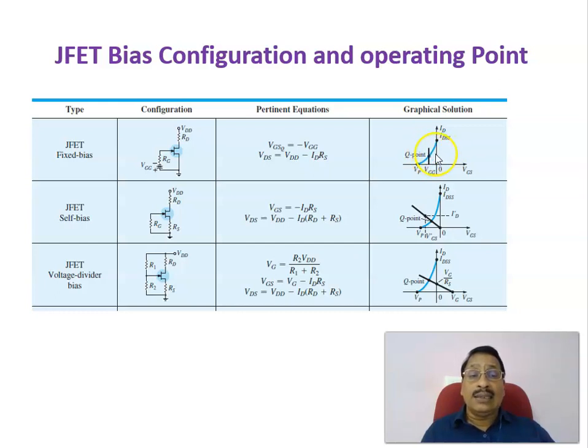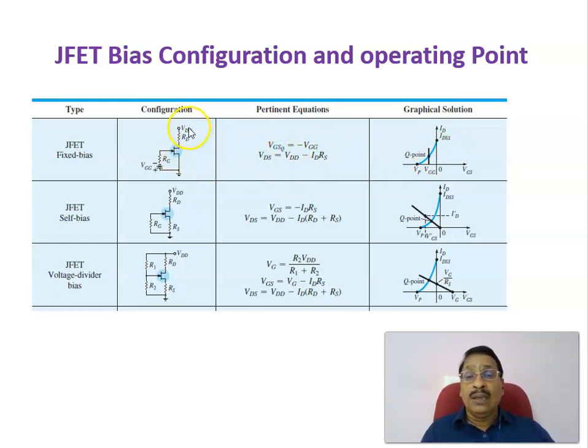IDQ will be obtained from the point of intersection of the transfer characteristics and this line. That is the operating value of the drain current. And in order to calculate VDSQ, that is the operating value of the drain to source voltage, you have to write an output loop equation.